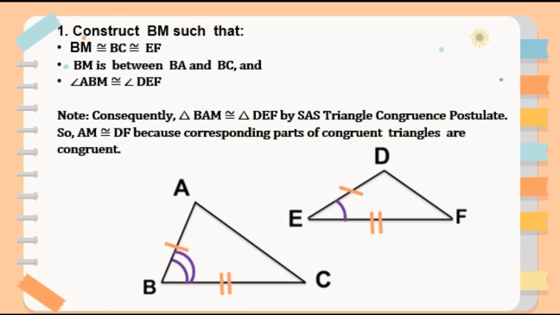Construct BM such that BM is congruent to BC and congruent to EF. BM is between BA and BC, and angle ABM is congruent to angle DEF. Note, consequently, triangle BAM is congruent to triangle DEF by SAS triangle congruence postulate. So AM is congruent to BF because corresponding parts of congruent triangles are congruent.